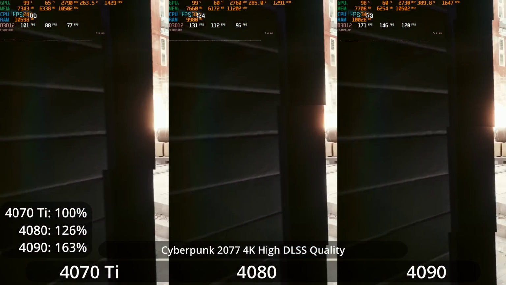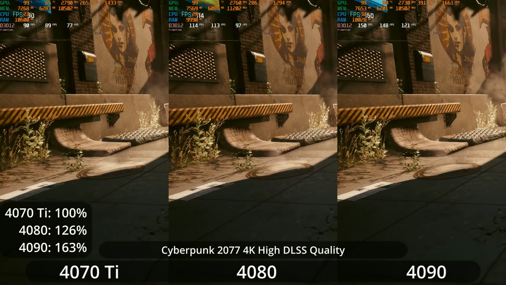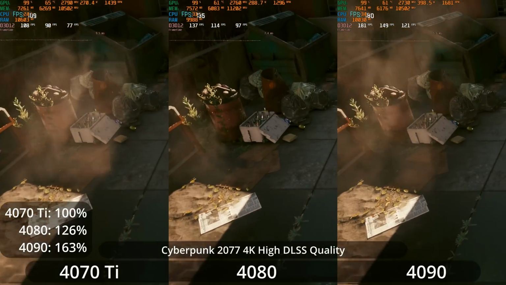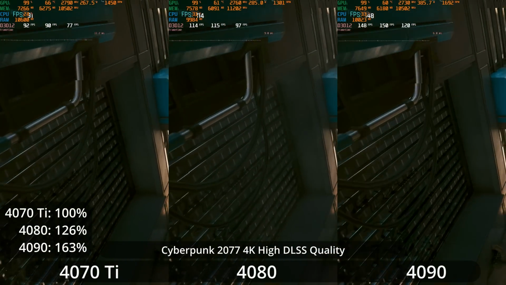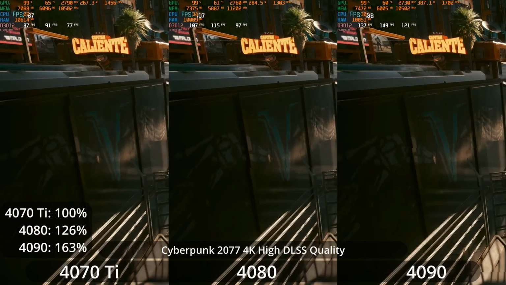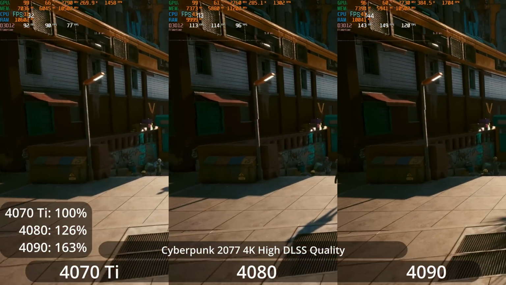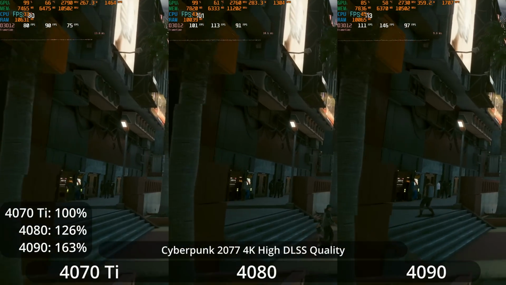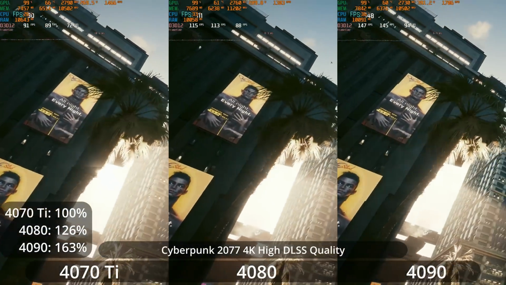The 4080 with the 1% lows almost up to 100, with the average over 110, and the 4090 with the 1% lows at 120, average around 150. And I think as we go through the city section here, we might even see a little bit of a CPU limit on the 4090, showing a 63% lead over the 4070 Ti, and the 4080 showing a 26% lead over the 4070 Ti.